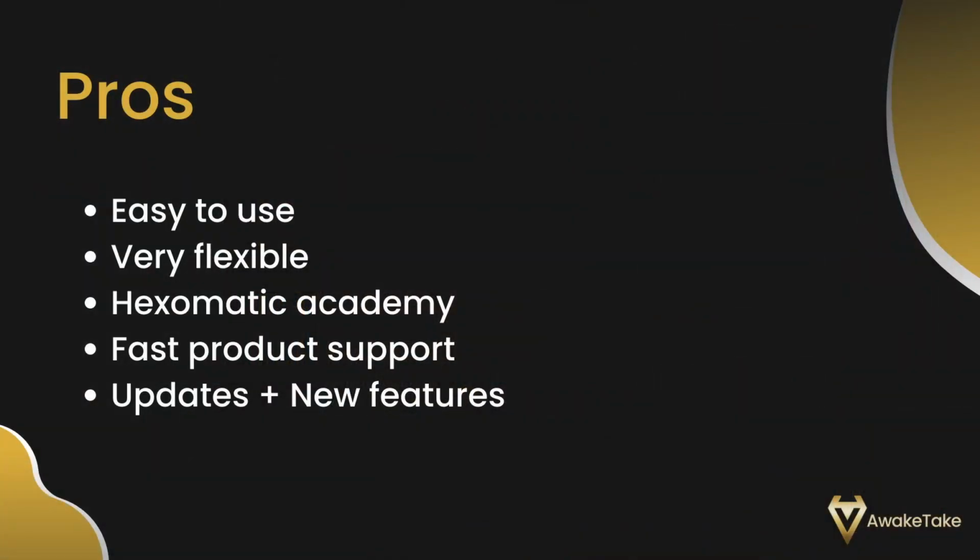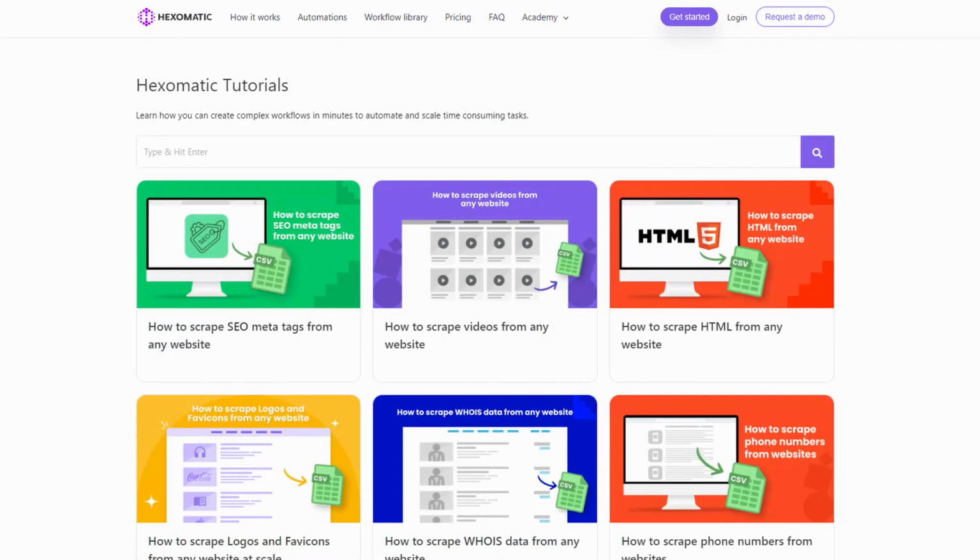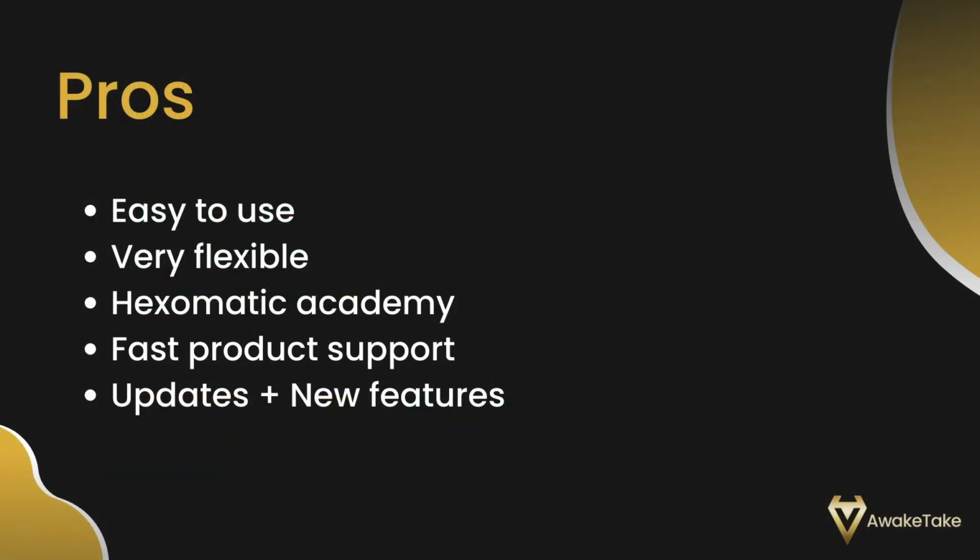Now let's round up some of the Hexomatic pros and cons. It is easy to create workflows and scraping recipes. It is very flexible for just one scraping tool. It includes step-by-step guides covering a lot of tools on the Hexomatic Academy, which keeps the load on the support much lower, which also allows it to have a very fast product support.